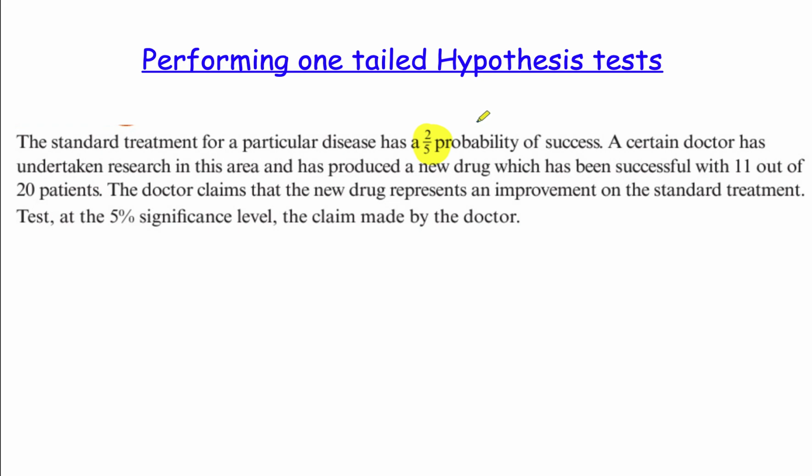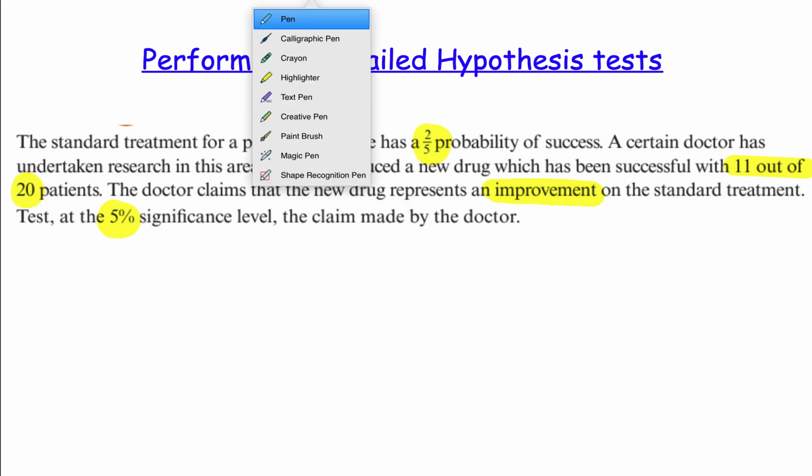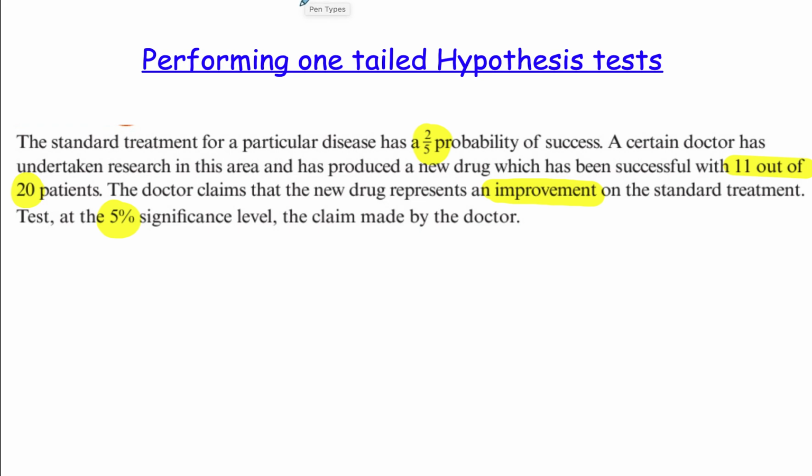The doctor has undertaken some research in this area and has produced a new drug, and he's actually done some testing, and he's found that in a sample of 20 patients, 11 out of those 20 actually showed success. And the doctor thinks that this is enough to be confident that there has been an improvement compared to the standard treatment. And we're being asked to test what the doctor thinks at the 5% significance level.